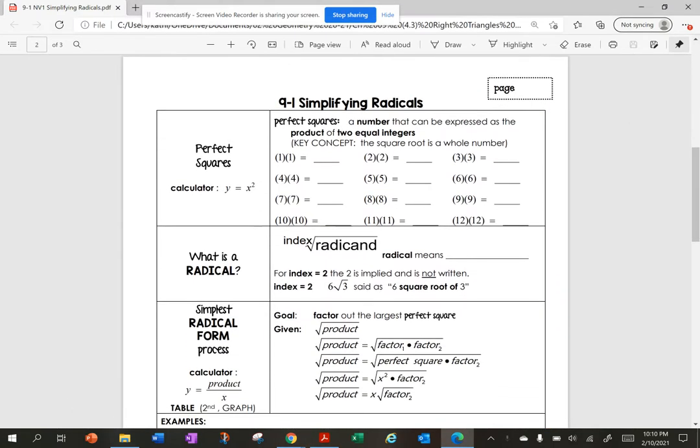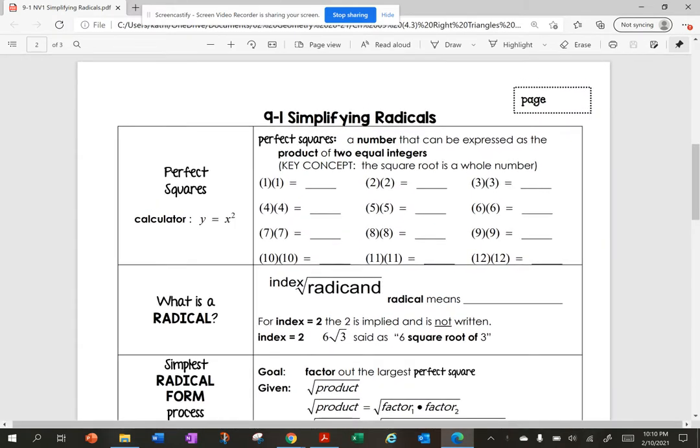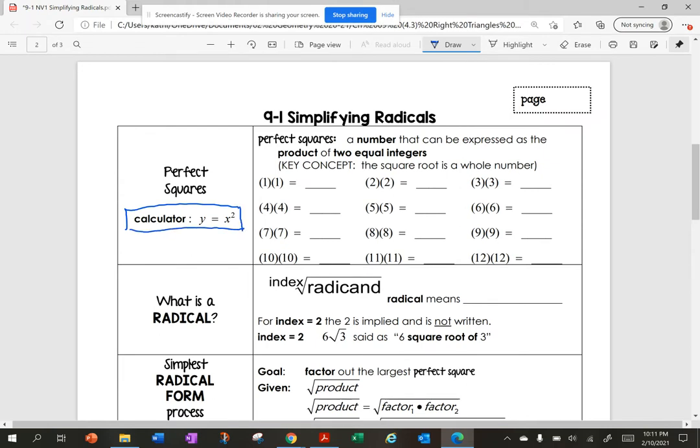Okay, so for a warm up, I want you to tell me what all the perfect squares are from my doubles. You should know these by heart, is what I'm thinking. But if you don't, another way you can do this is you can put them in the calculator under y equals and do x squared.